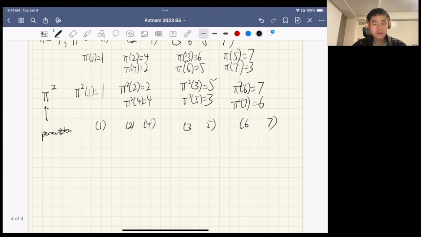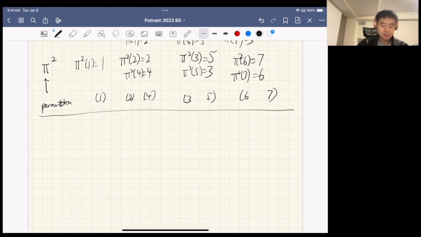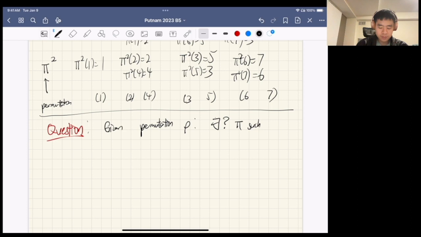So now the question is that, given permutation rho, does there exist pi such that rho equals pi square? Yeah, it should be this way. Okay. Now the answer is that, well, it really depends on rho.